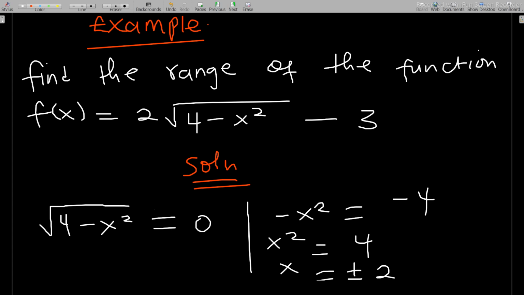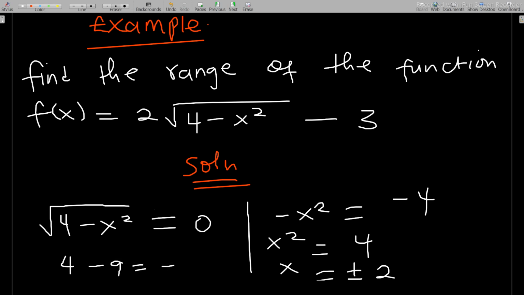Now, since we have this, you have to ask yourself, when x is equal to 2, what will happen? When x is equal to 2, this will give us 0. And when it's equal to negative 2, you will get 0 as well. Now let's look at when x is greater than 2. When x is greater than 2, we'll get something like 4 minus 3 squared, which is 9, and this will give us a negative answer.